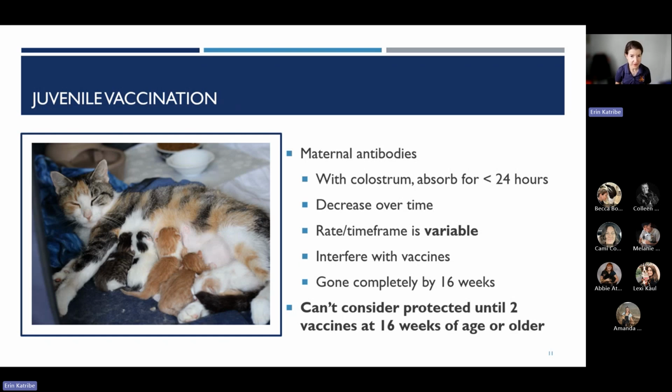We can't know for sure their vaccines have kicked in until they've gotten at least 2 vaccines, both given at 16 weeks of age or older. And so this means when they're 18 to 20 weeks of age and they've gotten both of those vaccines.